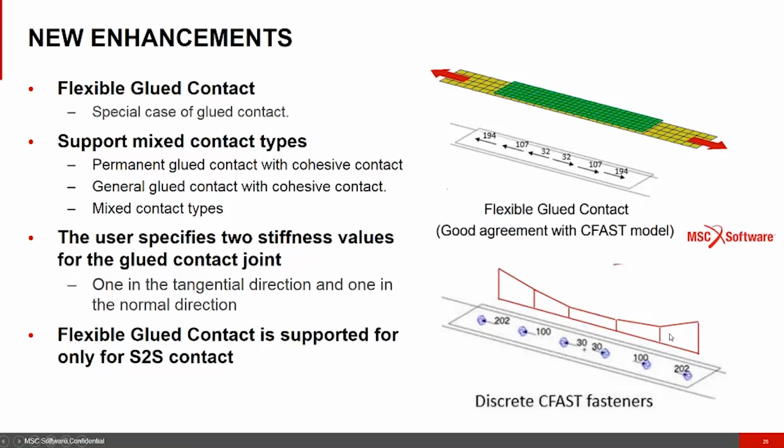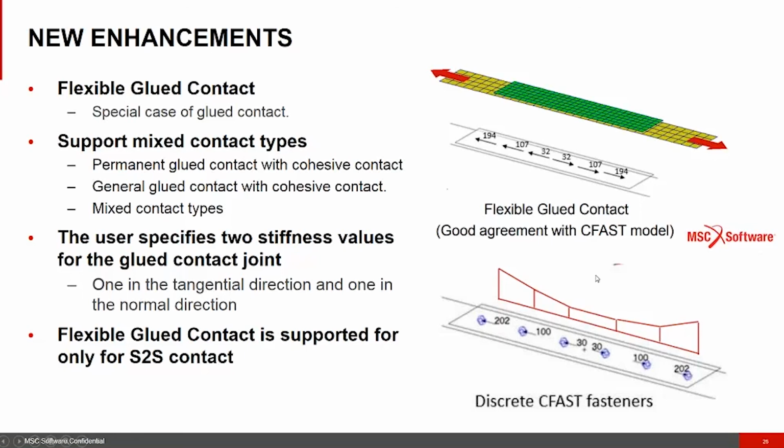You can draw that using Patran. And you can see the fastener force values here. So the lower image was modeled using an actual CFAST element, whereas the top image was modeled with the flexible glue contact. And you can see that the results are pretty agreeable. So it's pretty good. Whereas if I use just regular glue contact, we may have had a sharp increase at the edges and not that much load in the middle.